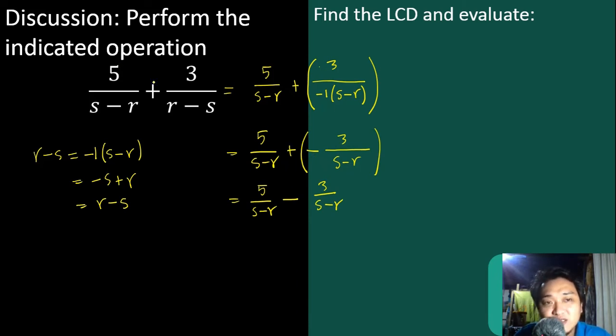So, anong nangyari? So, kanina, addition tayo, na-convert yung ating solution into subtraction. Ganun po yun. Bakit? Kasi naglabas tayo ng negative 1 sa r minus s. So, therefore, now we could subtract. Copy the common denominator, which is s minus r, and then subtract the numerator, that is 5 minus 3, and that is the same as 2 over s minus r. This is the final answer.